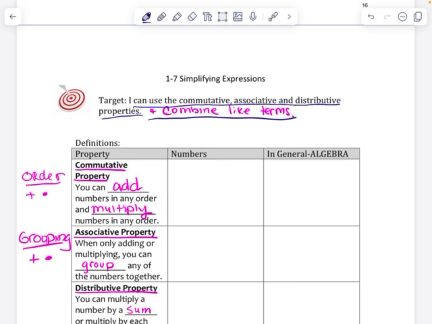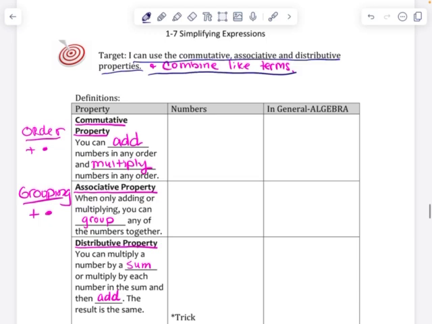We're going to be looking at some definitions with properties. So I've filled in some blanks for you. The commutative property is where you can add numbers in any order and multiply numbers in any order. So please insert the words: add numbers in any order and multiply numbers in any order.